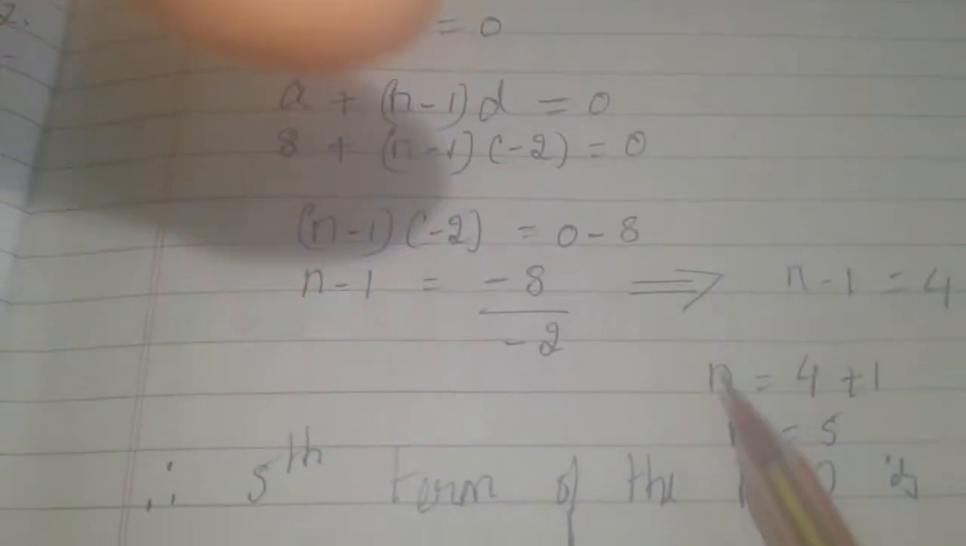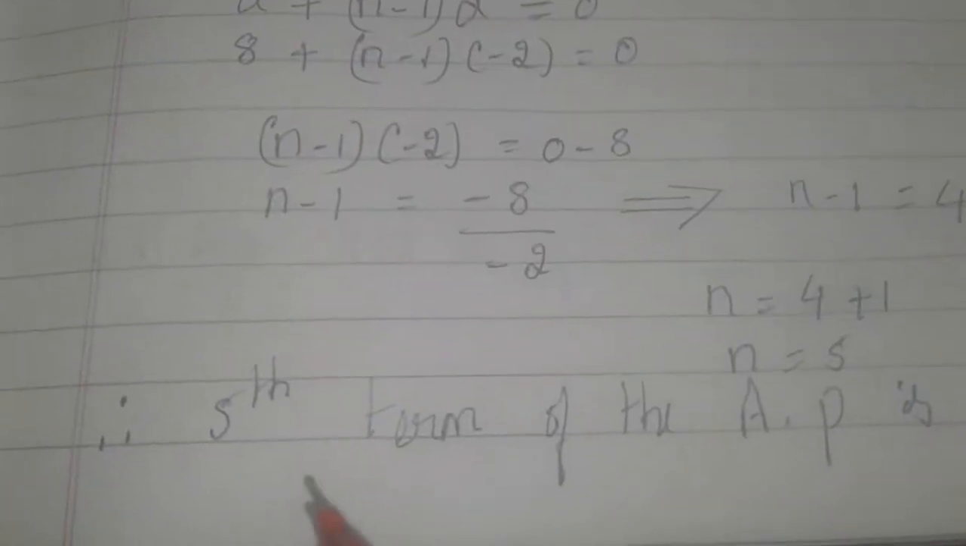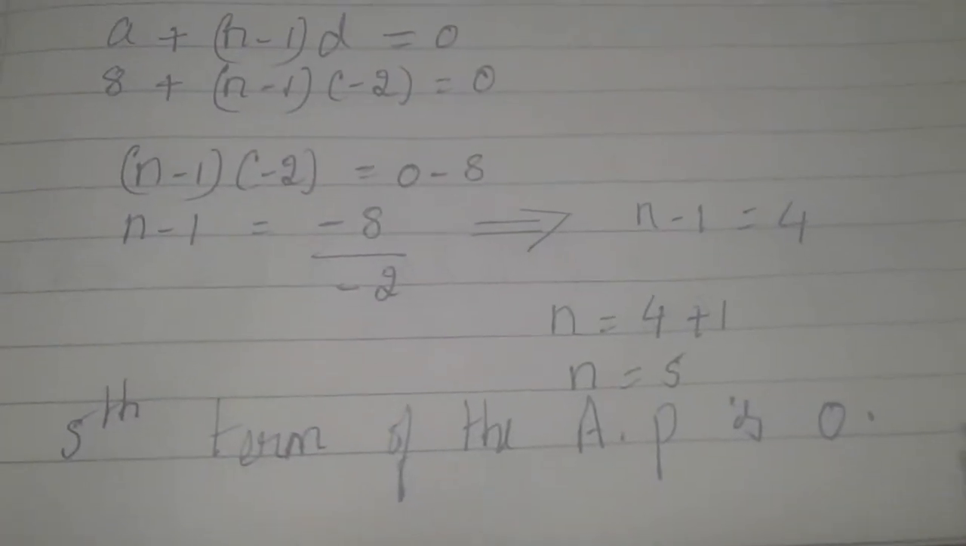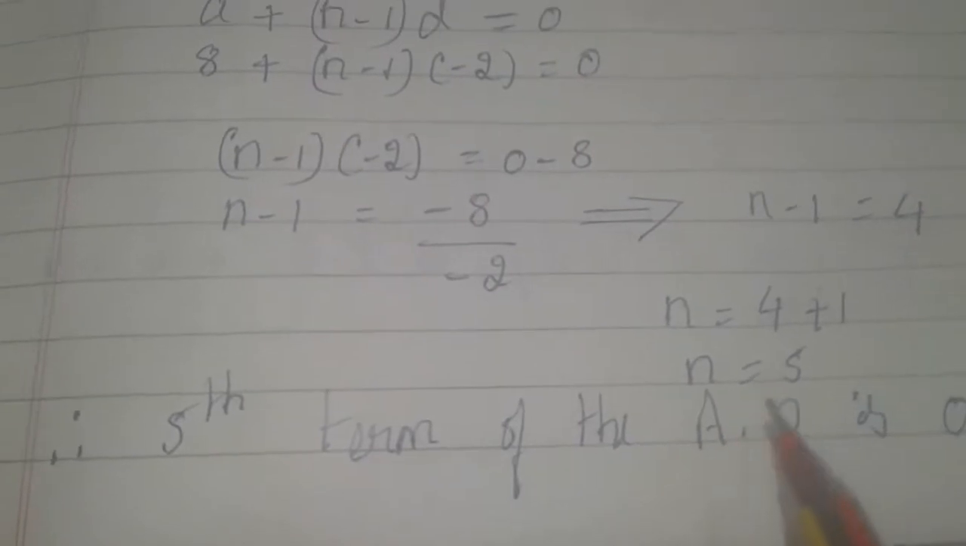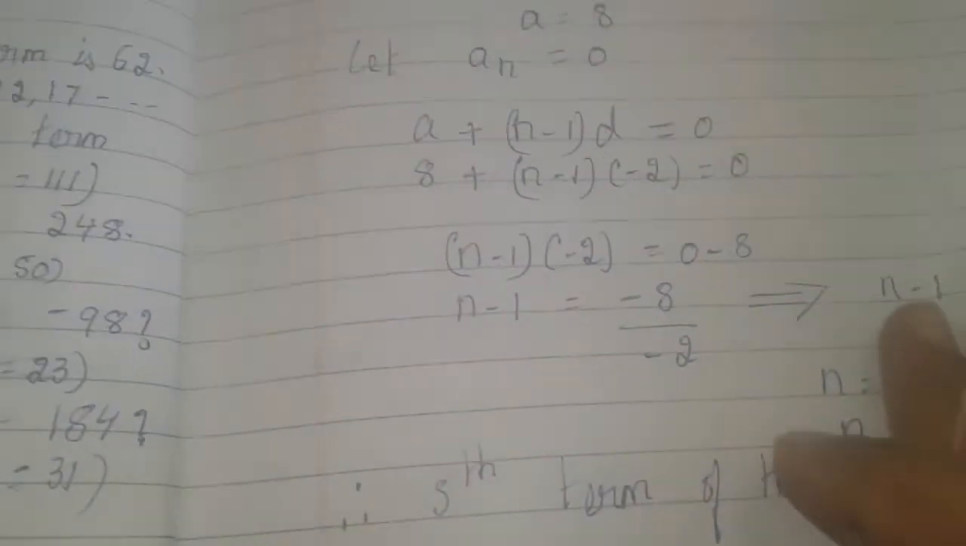So what we can conclude from this? We can conclude that fifth term of this AP is 0, that is A5 is 0. If you want you can expand A5 and check whether you get 0 or not.